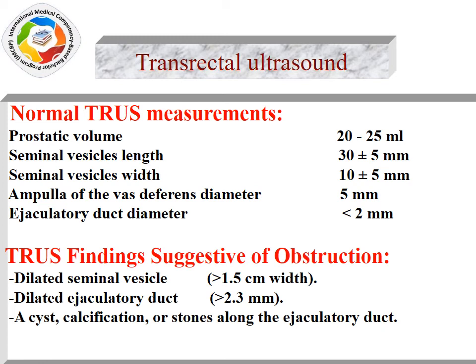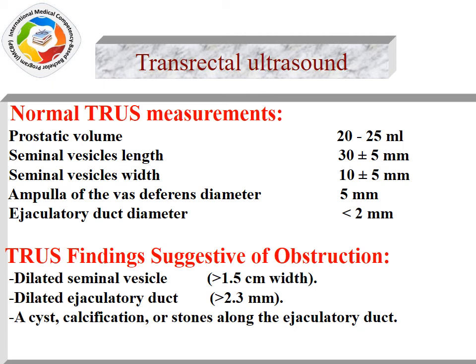To know what is abnormal during transrectal ultrasound, we must know the normal. In transrectal ultrasound, the measurement of the prostate is about 20-25 millimeter. The seminal vesicle has a length of about 3 centimeter and its width is about 1 centimeter. The ampulla of the vas deferens has a diameter of about 5 millimeter. The ejaculatory duct diameter is less than 2 millimeter.